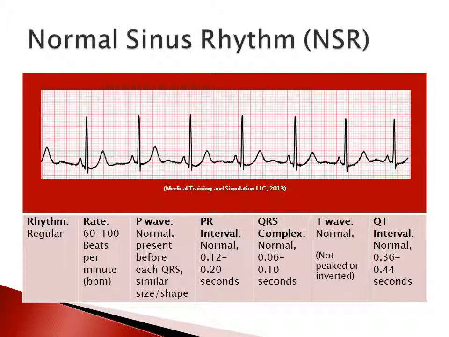Next, we're going to look at our QRS complex and measure that distance. And we can see that that takes up 2 boxes. So our QRS complex is going to be 0.08 seconds. And that falls right within that normal range of 0.06 to 0.10 seconds.